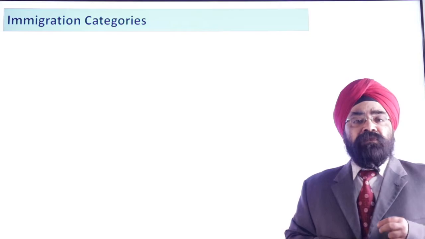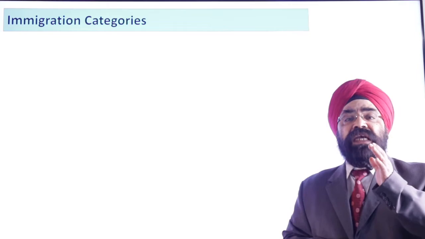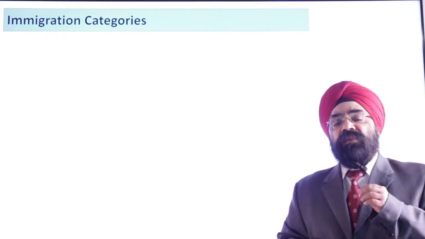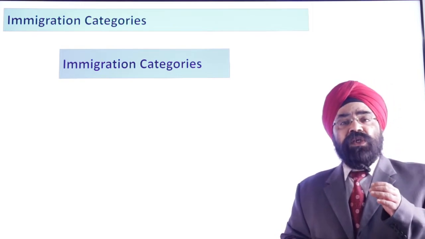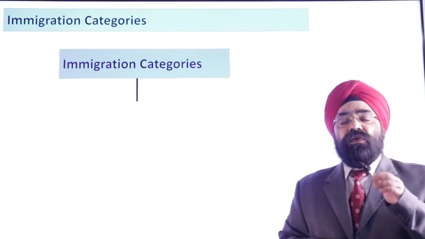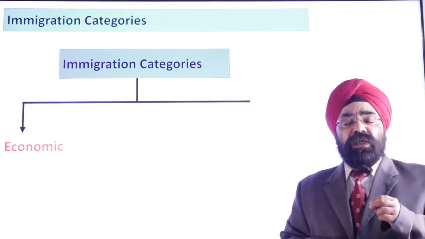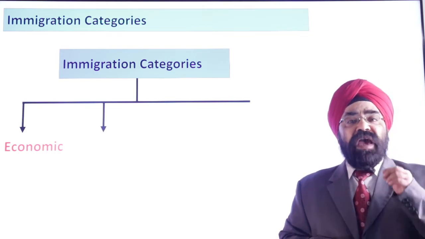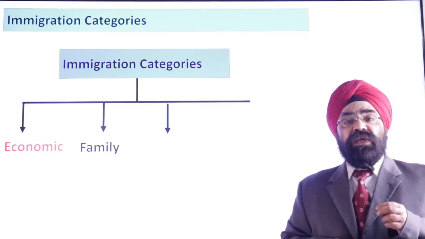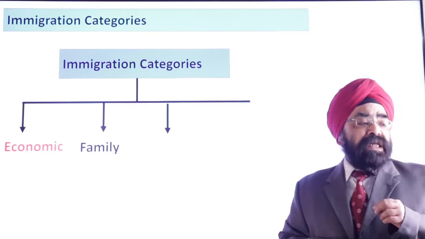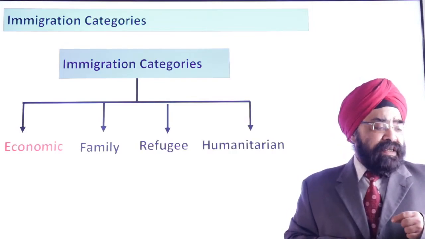In part 1, before I tell you what the immigration plan is, we have to understand what the immigration categories are. To understand them, this is a graphical representation. Immigration categories in Canada are divided into 4 broad categories. The first category is economic immigration. The second category is family reunification. The third category is the refugee category, and the fourth category is the humanitarian category, which is called HNC. So these are the 4 categories.